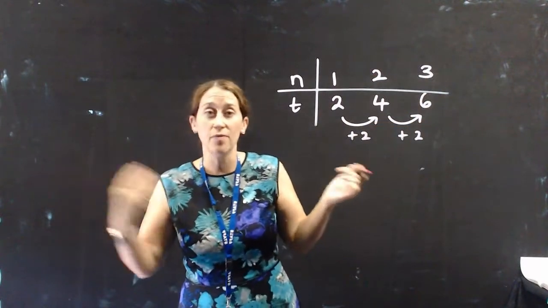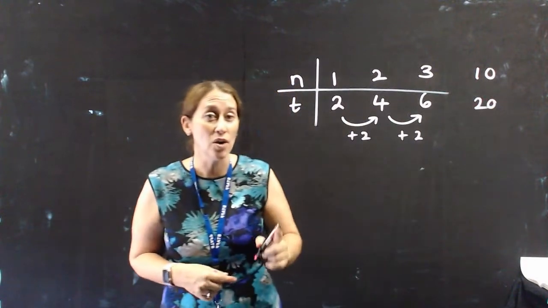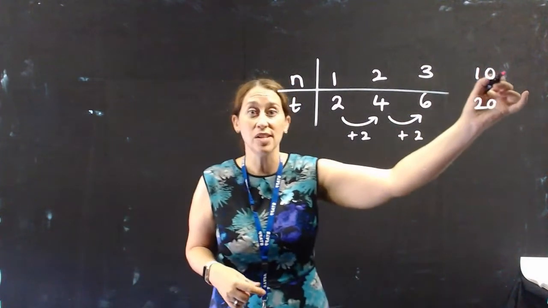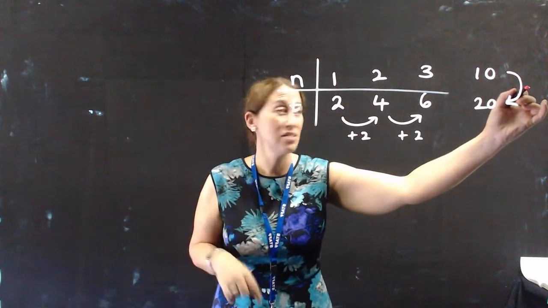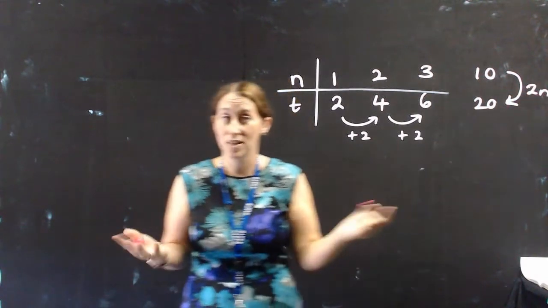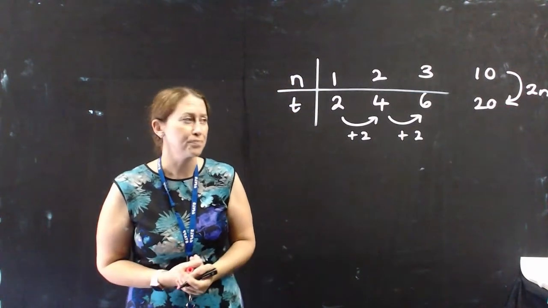We can say the 10th number in the 2 times table is 20, because we also know that there's a rule linking this position to the actual value, and that's 2 times the position, or 2n. That's how we could write the rule. 2 times n, 2 times 10 is 20.